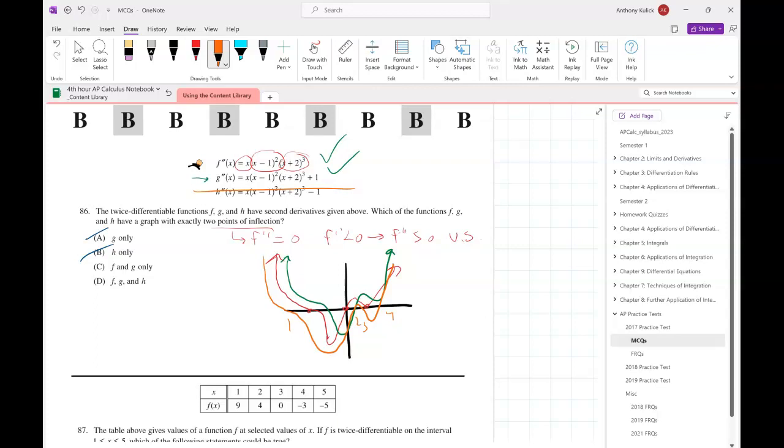So again, you could do it with no calculator. It takes a minute to get your graph of F, but once you have that, you can just eyeball what's going on, thinking about shifting up or down. It's not so bad. So F and G only should be our answer there.